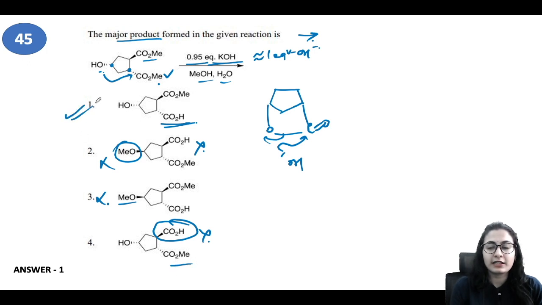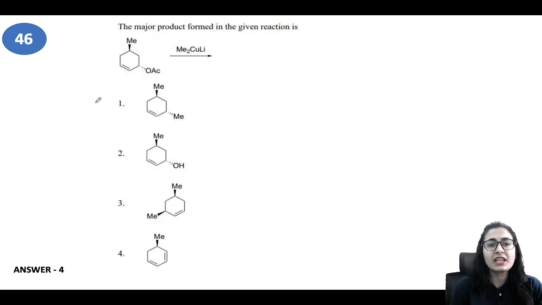So 1 is the correct answer. Next, major product formed in the given reaction is. Now this is a simple question. You are just going to do conjugate addition in this way. Acetate is a good leaving group.